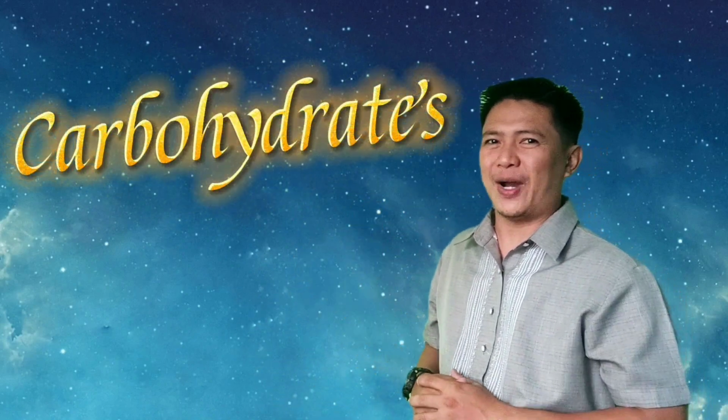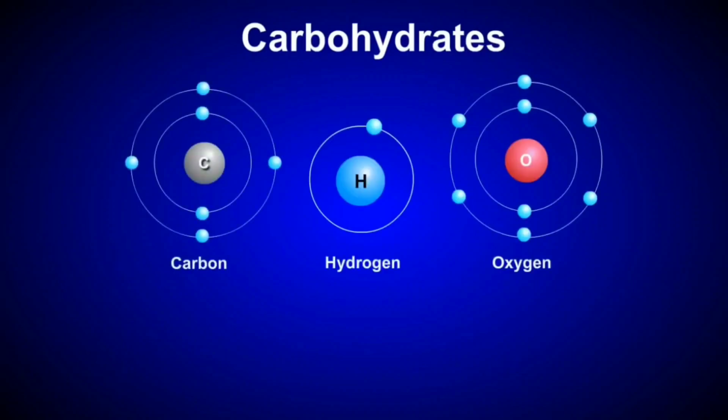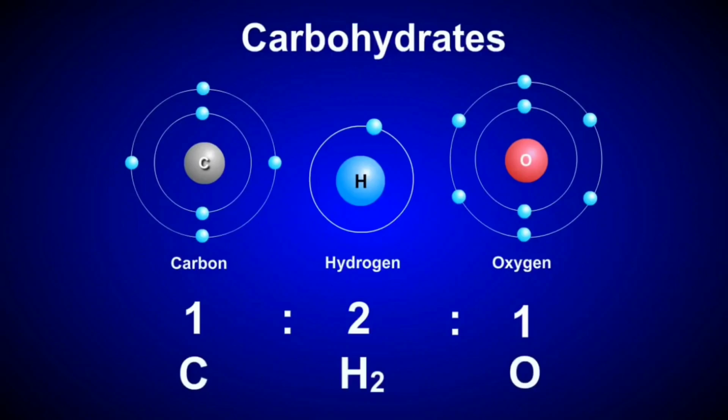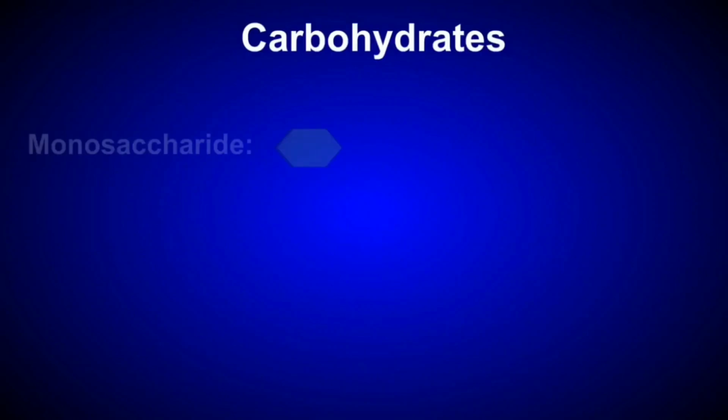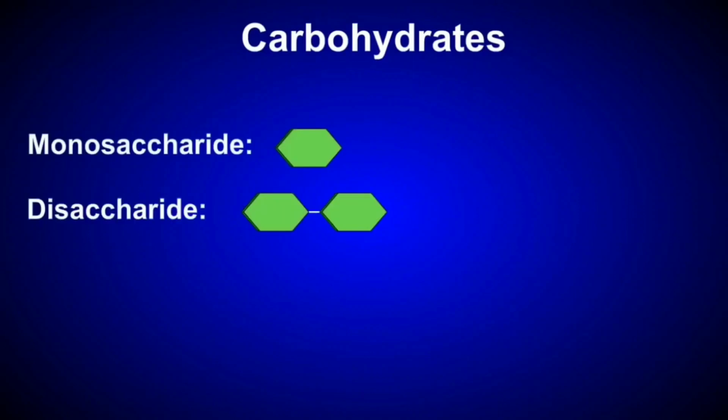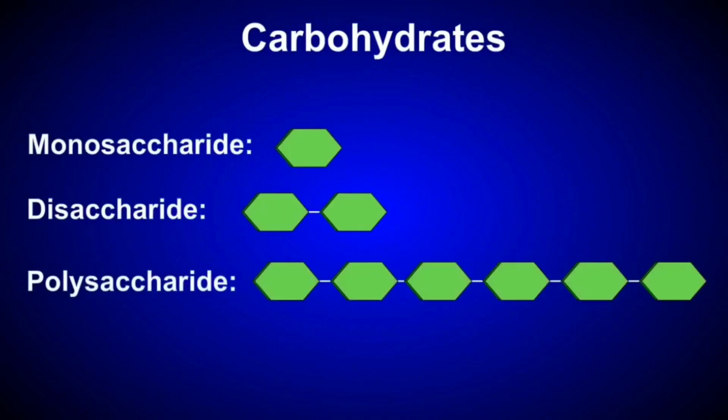For today's video, we'll talk about carbohydrates. Carbohydrates are biomolecules that are composed of carbon, hydrogen, and oxygen in a ratio of 1:2:1. We can represent the proportion of these elements within a carbohydrate molecule with the formula CH2O. Most carbohydrates are characterized as either monosaccharide, disaccharide, or polysaccharides.